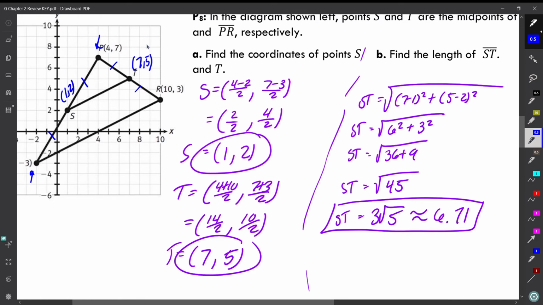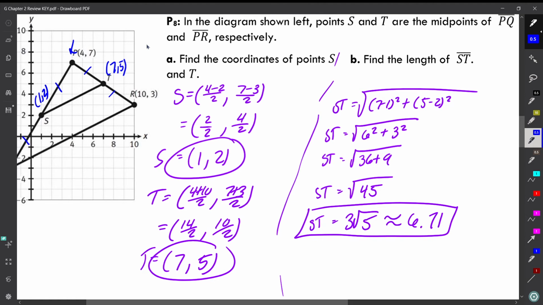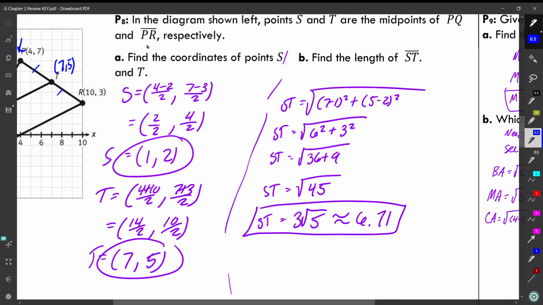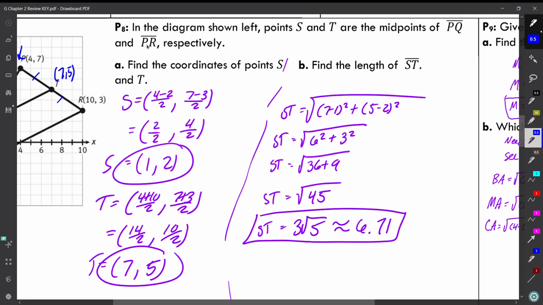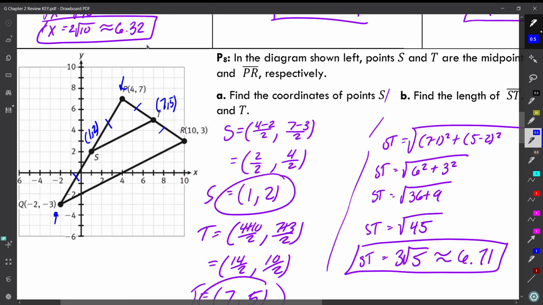Find the length of ST. So S and T, we have their coordinates now. We just found them. To find the length of ST, that's just the distance between those 2 points. So we use the distance formula when we're trying to find distances or lengths. Remember, we write those as the segment name without the line over the top. So ST is equal to, and we plug into the distance formula.